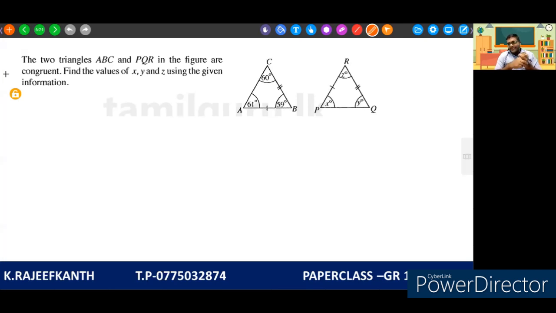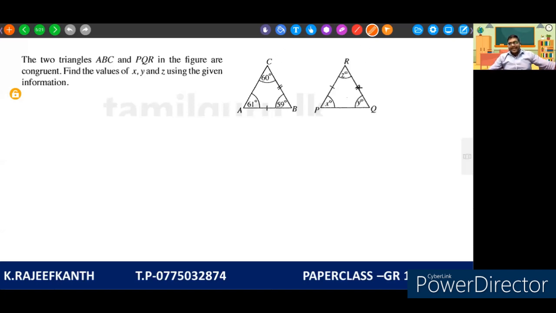So here they have given that two triangles are congruent. We don't need the condition. But we know that if two triangles are congruent, then corresponding elements are equal, right? So here we have to consider the corresponding elements.